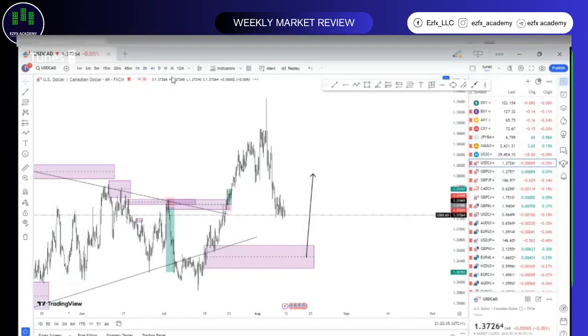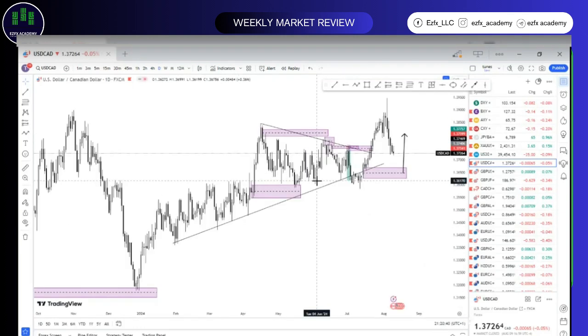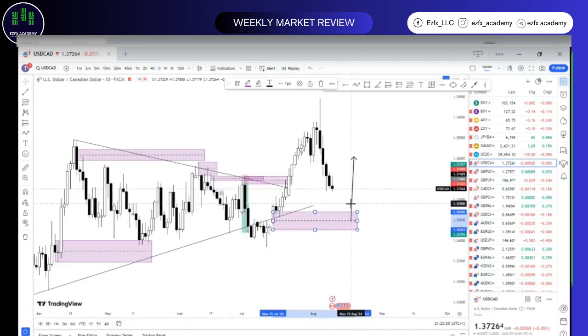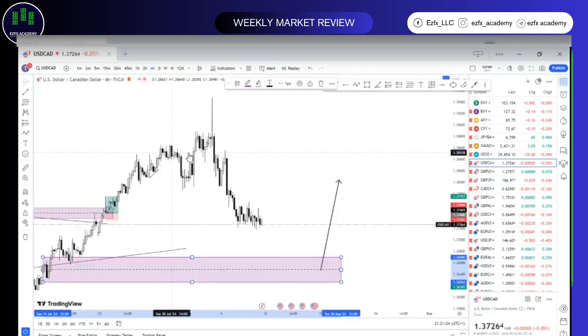Let me go up to the daily time frame. Yes, let's go up there. Let's go as far as that. So we have this demand zone between 1.36696 and 1.36263. I'll say it again, 1.36696 and 1.36263. This is my current zone for buys on USDCAD. I'm currently very watchful of that zone.